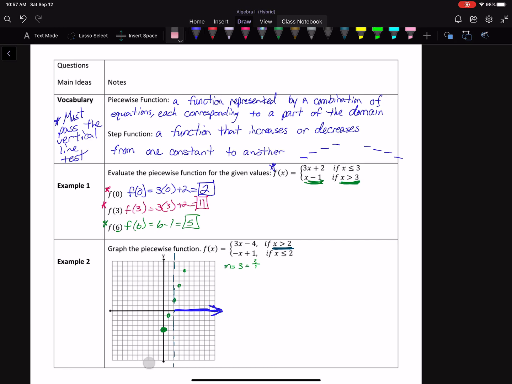So I'm actually going to go ahead and erase that. So I only want this part right here. Okay, I only want the values for x greater than 2.